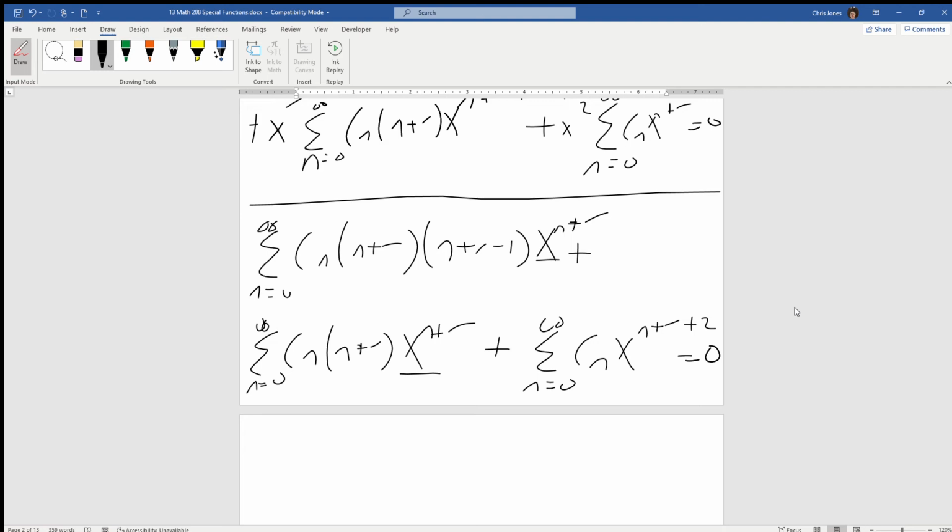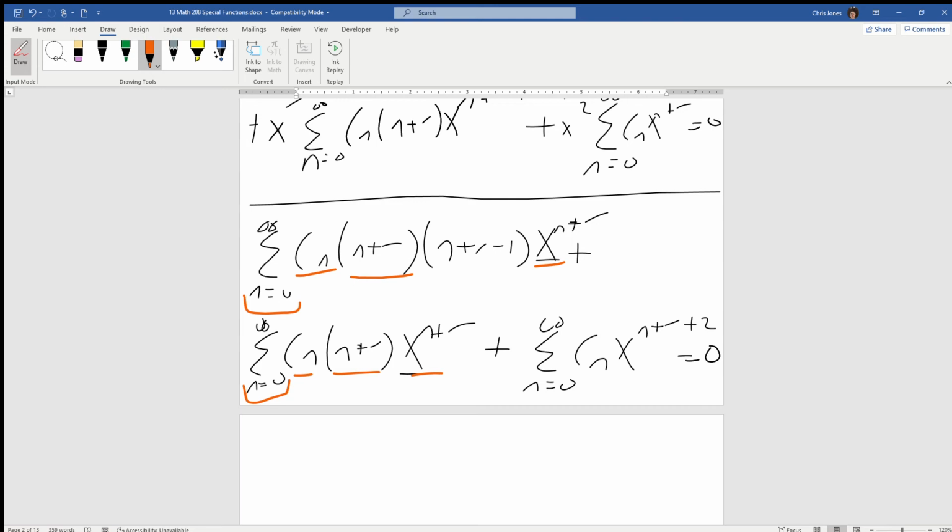Okay, so there is an item of good news. If you look really hard at the first two series, you'll notice that they both start at 0, so that's good. You'll notice that they both have c sub n, they both have n plus r, and they both have x to the n plus r. So what does that make them? That makes them like series. And what we can do is we can add these series together.